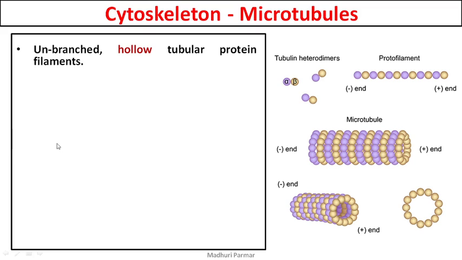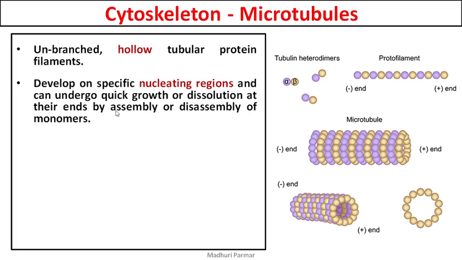Now we talk about the last part of the cytoskeleton, which is microtubules. They are unbranched, so there is no branching. They are hollow and tube-like, straw-like. So, hollow tubular protein filaments. They develop on specific nucleating regions. That means they cannot be seen everywhere. There should be some point where they start to aggregate, and that point is called the nucleating region. Clear? They develop on such specific nucleating regions and can undergo quick growth and dissolution.